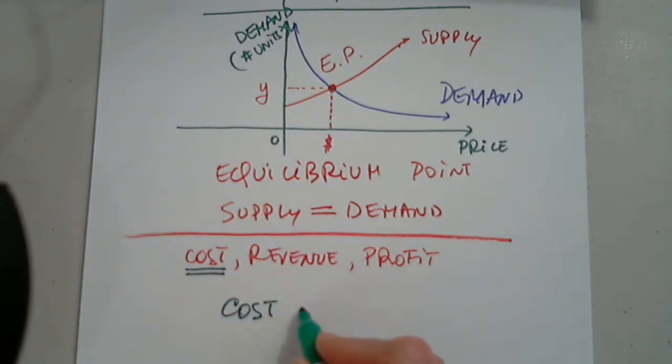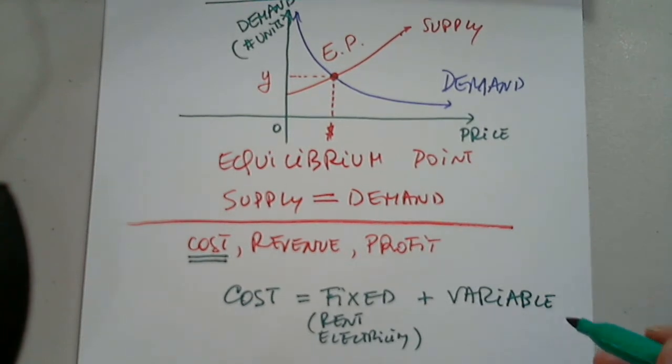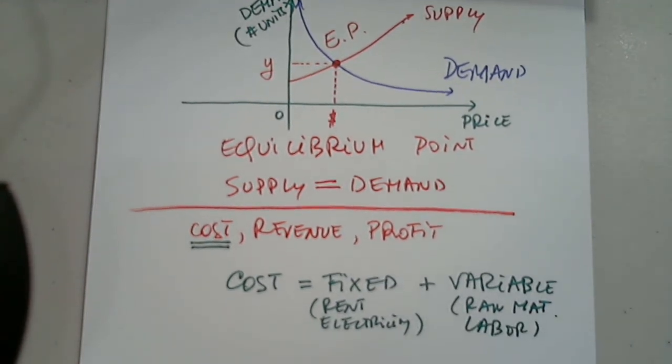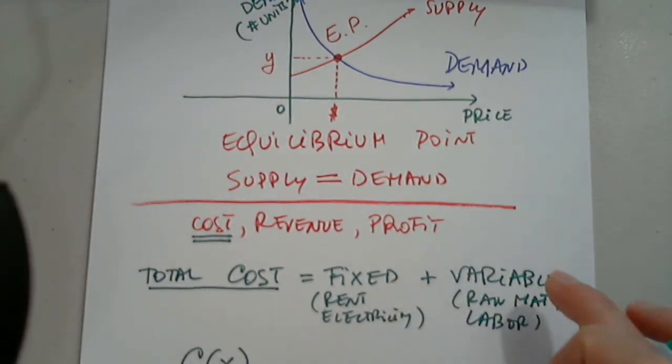The cost function has two components: fixed, I don't know, rent, electricity, etc., plus variable. Variable depends on how many units we manufacture. It's raw material, it's labor, etc. The cost function is normally written like C of x, total cost. Let me write total better. Total cost is fixed plus variable. Fixed cost plus variable cost.